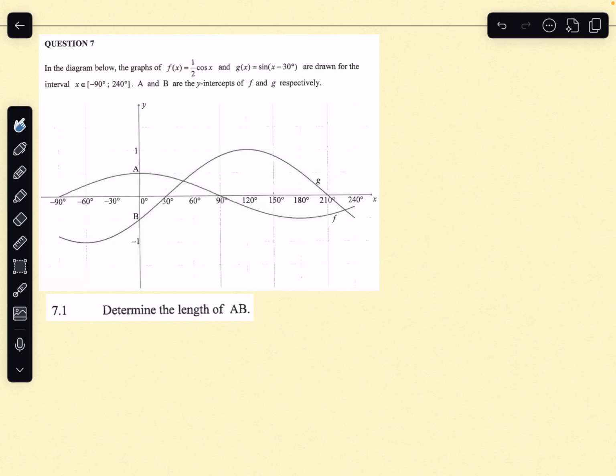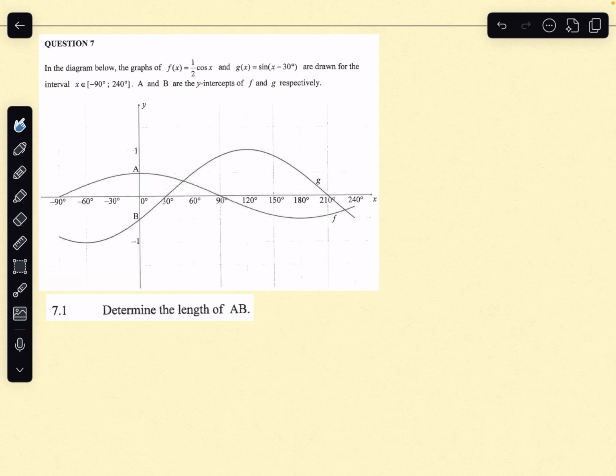Potentially. Okay. In the diagram below, the graphs of f of x is equal to a half cos x. So that's a cos graph with an amplitude of a half. And g of x is sine x minus 30. So that's a sine graph that has moved 30 units to the right. Are drawn for the interval x is an element of the set negative 90 degrees until 240 degrees. A and B are the y-intercepts of f and g respectively.